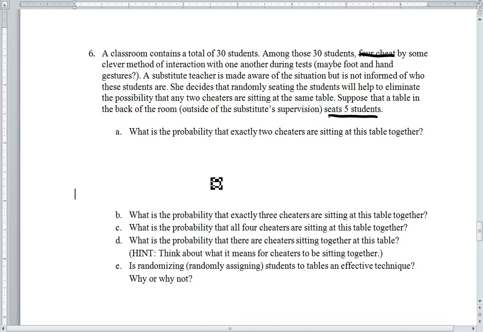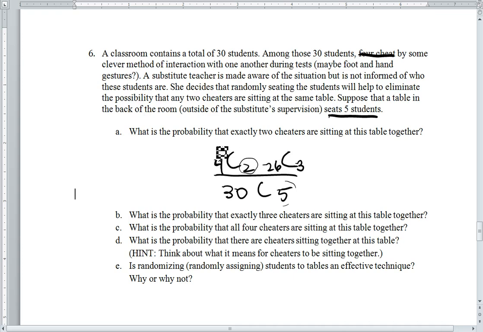Well, to create a group of 5, there are 30 combination 5 ways that you can create a table of 5 people. Now, of the 4 cheaters, what's the likelihood that exactly 2 cheaters are sitting at that table? Well, we can't select 5 people but only account for 2 in our numerator. So we've got to account for the other 3 students. Where would the other 3 students come from? The other 3 students would come from the remaining 26 students who aren't cheaters.